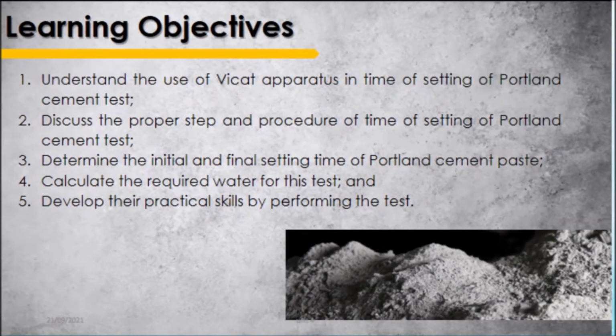For our learning objectives, first is to understand the use of the VICAT apparatus in the time of setting of Portland cement test. Also, discuss the proper steps and procedure of the test. Determine the initial and final setting time of Portland cement paste. Calculate the required water for this test. And lastly, develop your practical skills by performing the test.